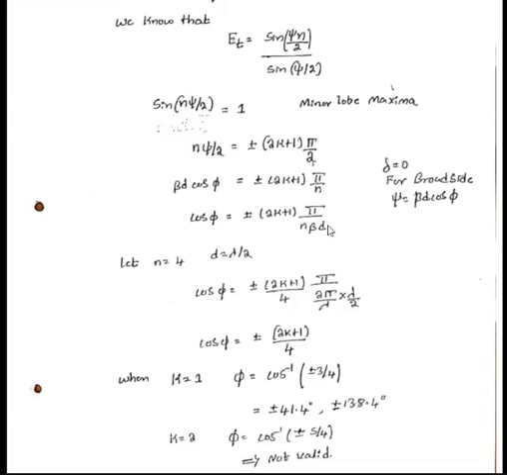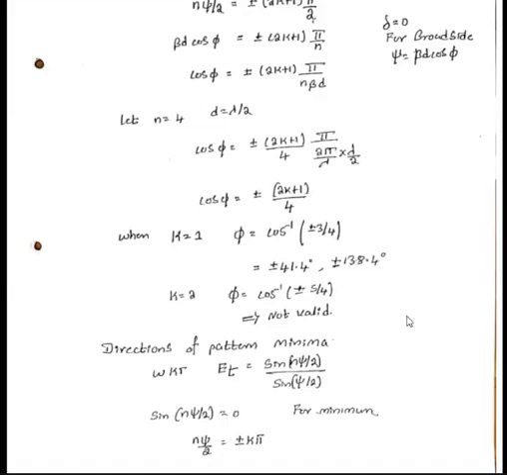If we substitute these three values, n, d, and beta, what will be the final value? Substituting 4, 2 pi by lambda and lambda by 2, lambda cancels, pi cancels, 2 cancels, and the final answer is cos phi equal to plus or minus 2k plus 1 divided by 4. Now let us substitute the value of k as 1.